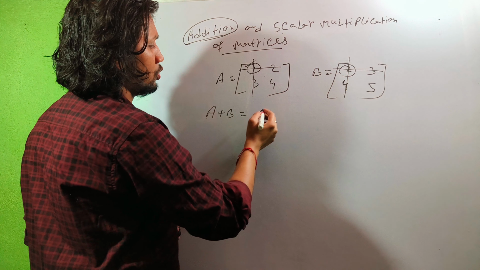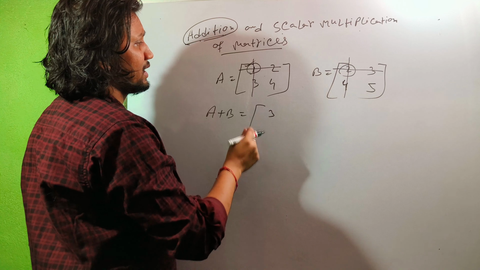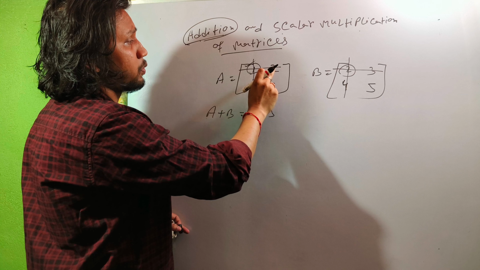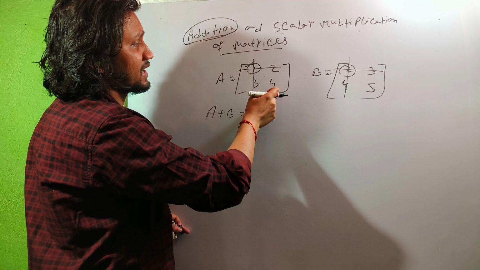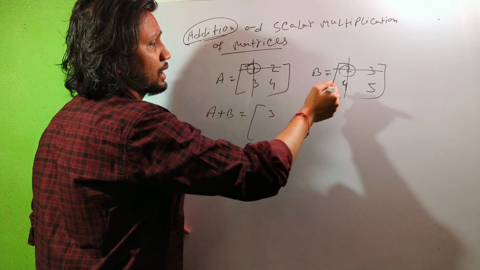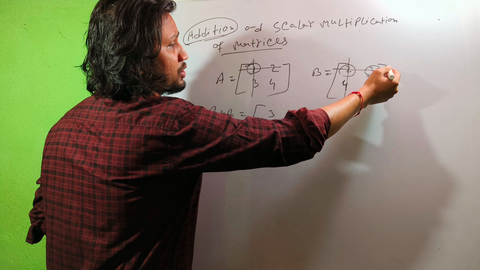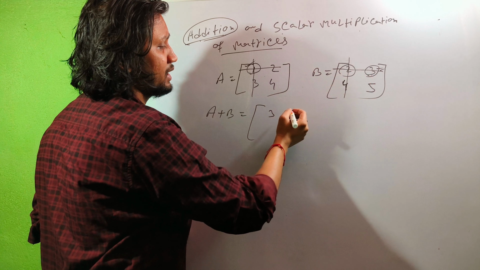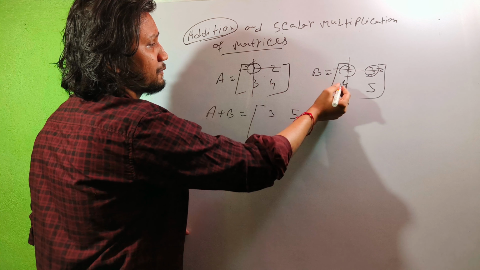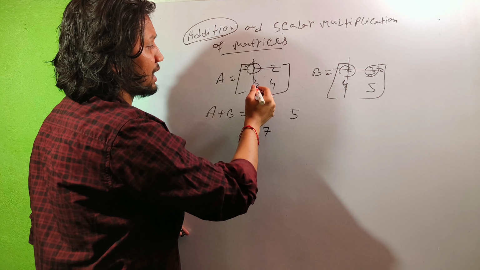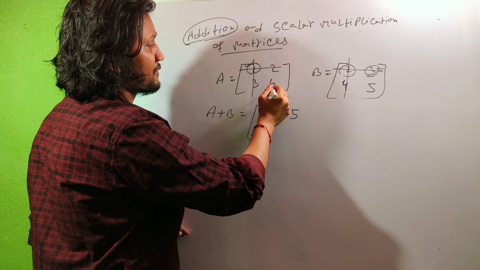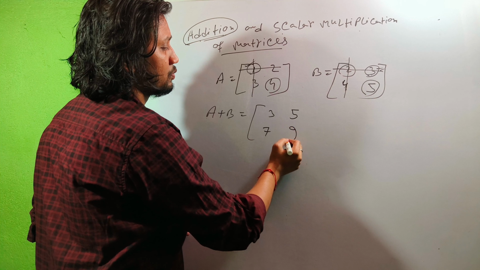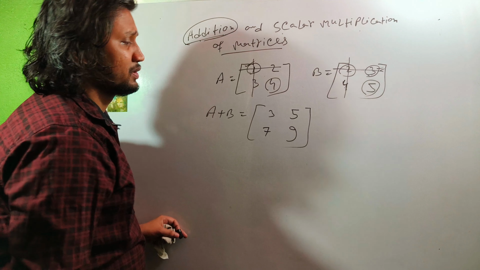So 1 plus 2 will be 3. Similarly, 2 falls on the first row and second column, and 3 is also in the same position. 2 plus 3 will be 5. 3 and 4 will be added up, and we will have 7, and 4 plus 5 will give us 9.